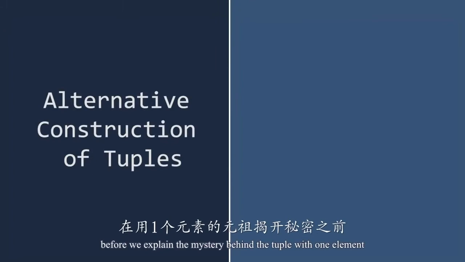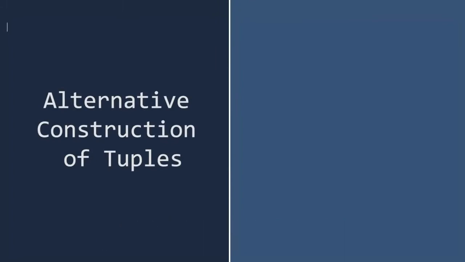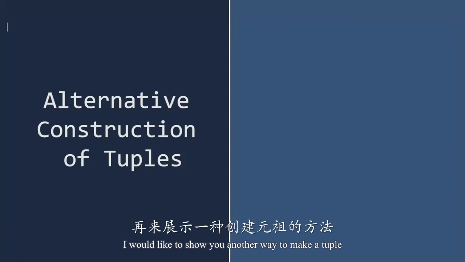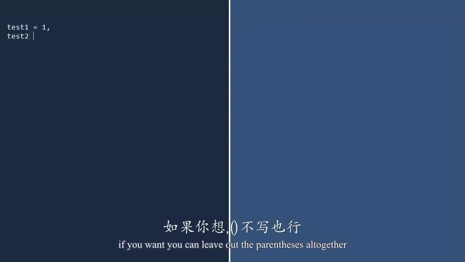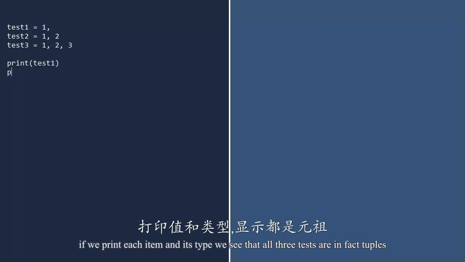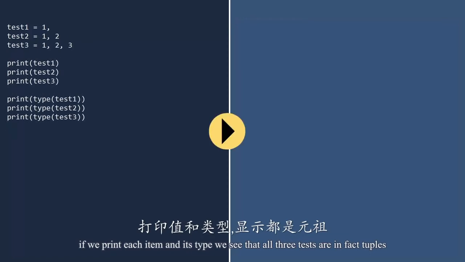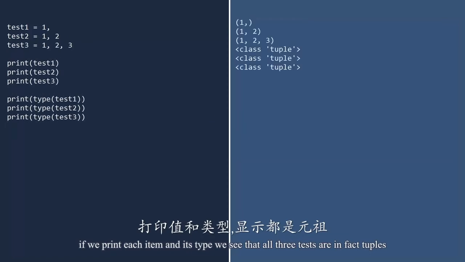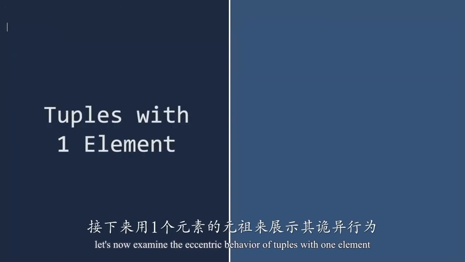Before we explain the mystery behind the tuple with one element, I would like to show you another way to make a tuple. If you want, you can leave out the parentheses altogether. Like before, to make a tuple with one element, you need to end with a comma. If we print each item and its type, we see that all three tests are in fact tuples.